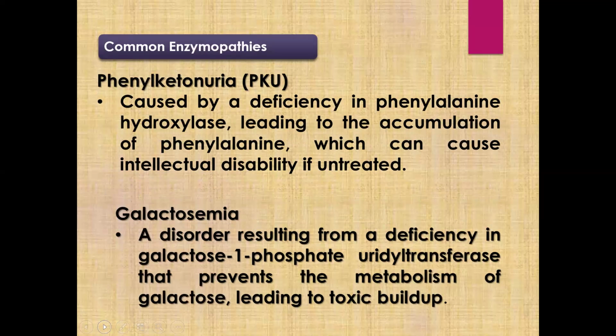Examples of common enzymopathies relevant to community health practice are phenylketonuria, which is caused by a deficiency in phenylalanine hydroxylase, leading to the accumulation of phenylalanine, which can cause intellectual disability if untreated. Another common enzymopathy is galactosemia, a disorder resulting from a deficiency in galactose-1-phosphate uridyltransferase that prevents the metabolism of galactose, leading to a toxic buildup of the substance in the blood.